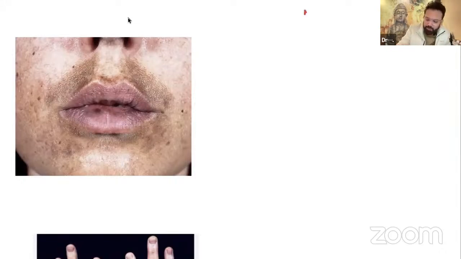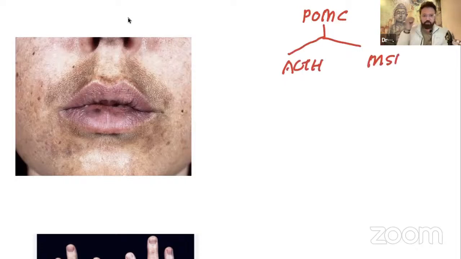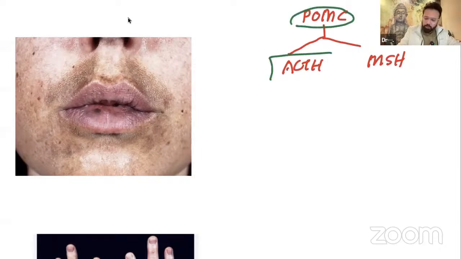Till then, at least let me tell you, POMC is broken down into ACTH and MSH. Okay, this is the hint. So POMC is a precursor which is broken down into ACTH and MSH. This is a hint. Now tell me, what is the diagnosis?